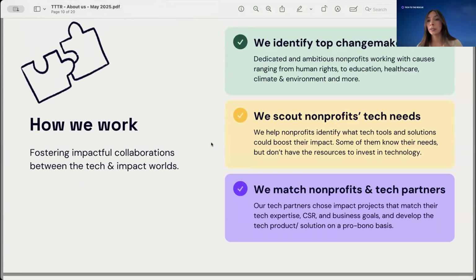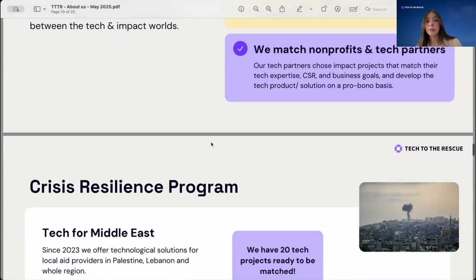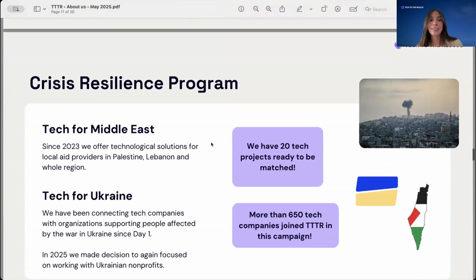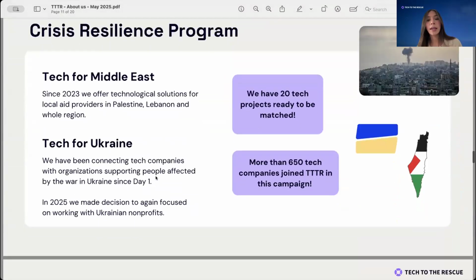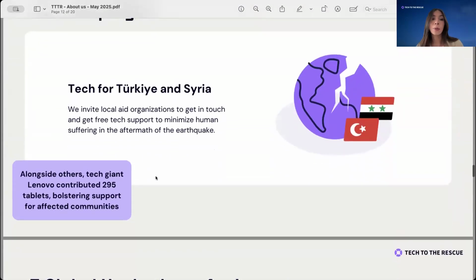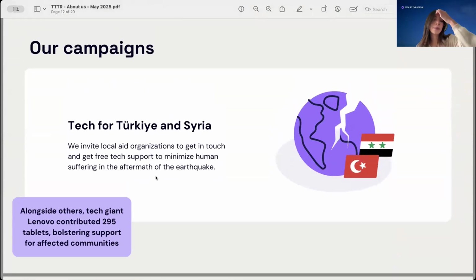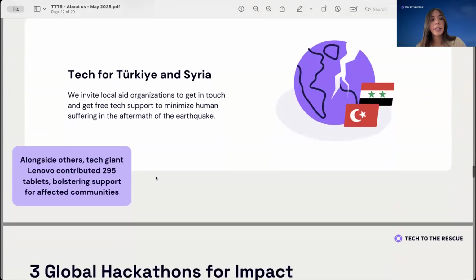You can submit as many projects as you want. We do have specific programs. I'm going to go quickly through this, and it's the Crisis Resilience Program. We have a focus on tech for the Middle East and in Ukraine. And before, this was important, tech for Turkey and Syria. This was when the earthquake happened.